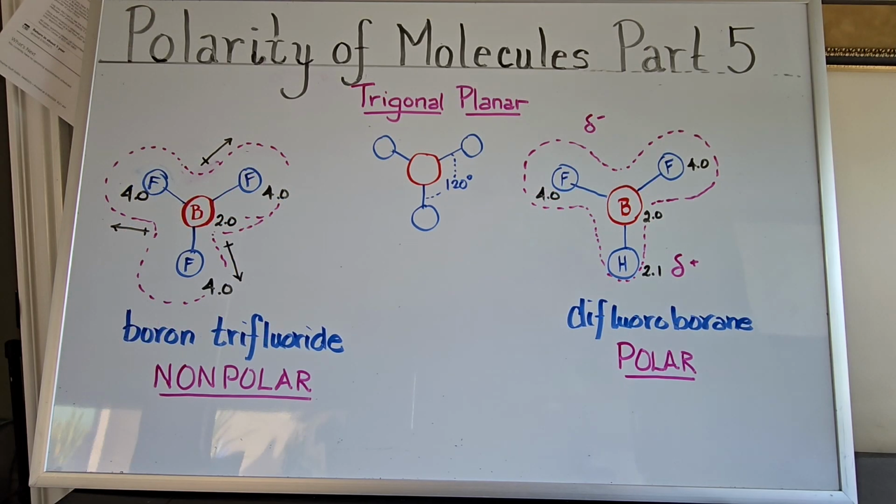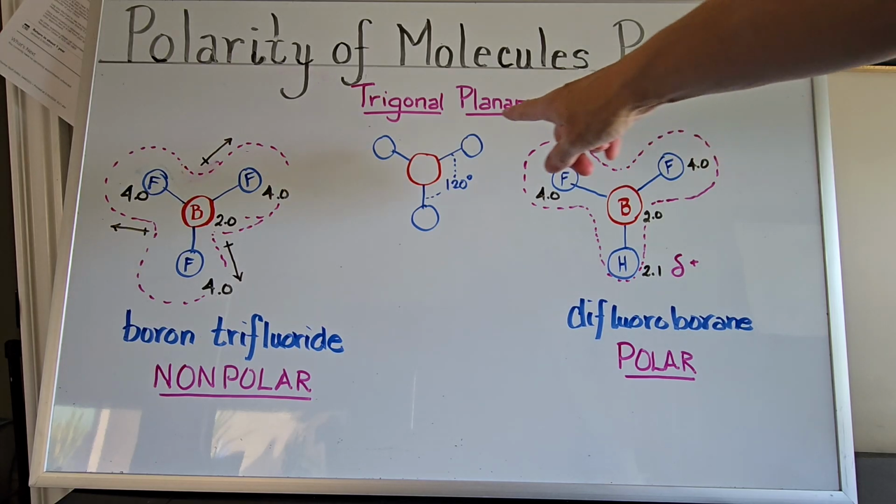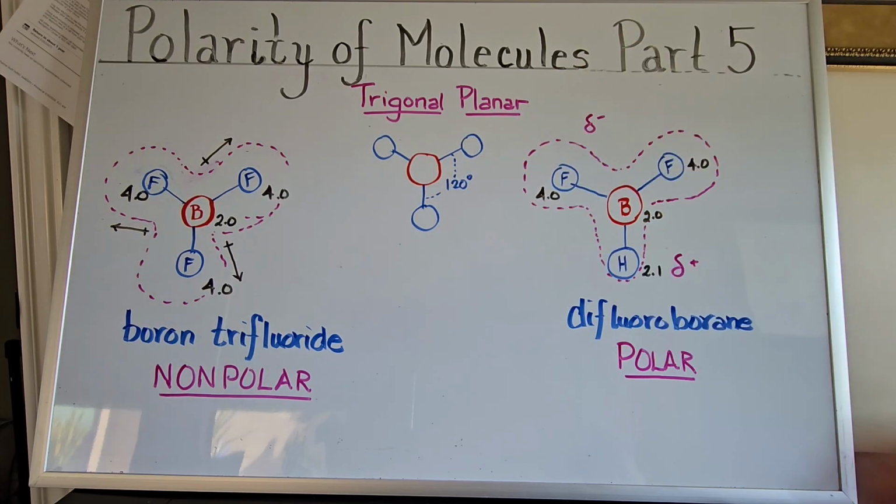Welcome to Polarity of Molecules, Part 5. Now we'll be looking at molecules that exhibit trigonal planar geometry. There's a central atom with 3 terminal atoms bonded around it. They all lie in one plane, and if you can see here on this basic drawing, they're all about 120 degrees in angle apart from one another.